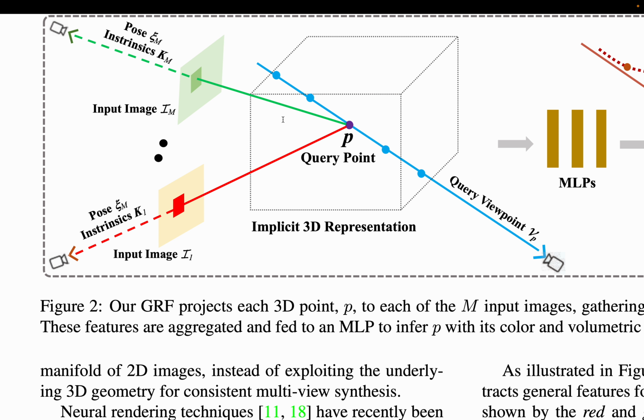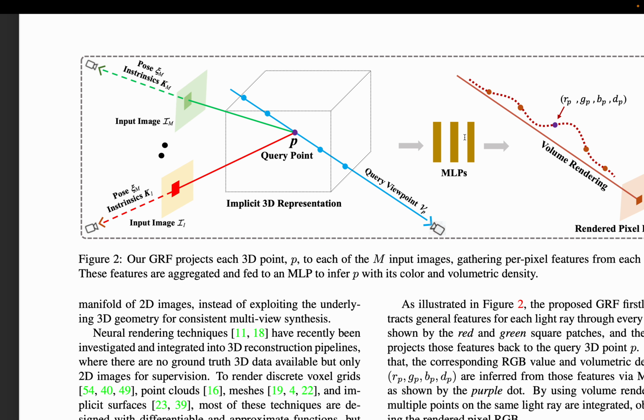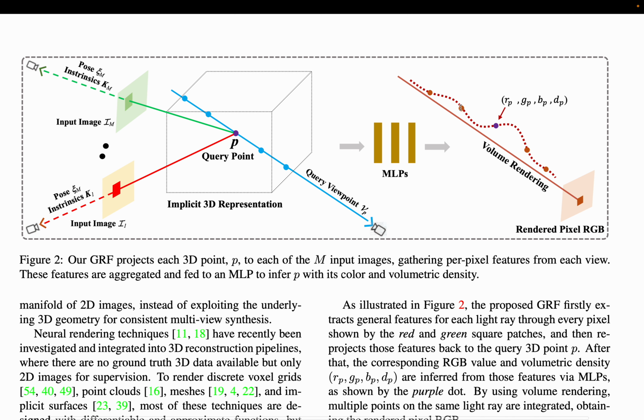And then we will aggregate all that information and create a 3D feature vector. Well, a feature vector, but for the 3D point. And then based on that, we have an MLP that can predict the color and the density for that point. And then we can compute the volumetric rendering equation and get the color for the pixel.